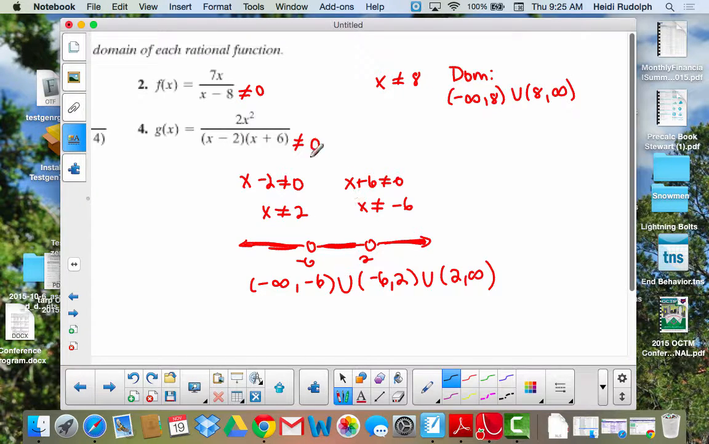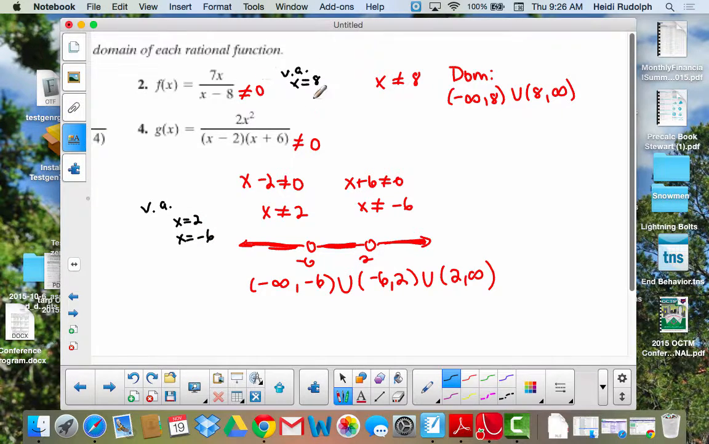Now, just as a side note, I do want to talk about vertical asymptotes. That means the vertical asymptote will be at x equals 8. Vertical asymptotes at x equals 2 and x equals negative 6.